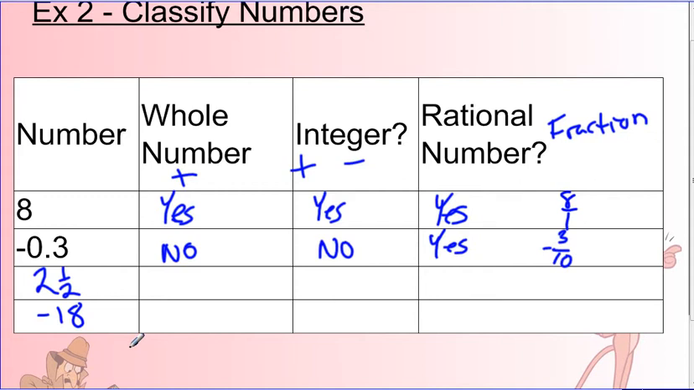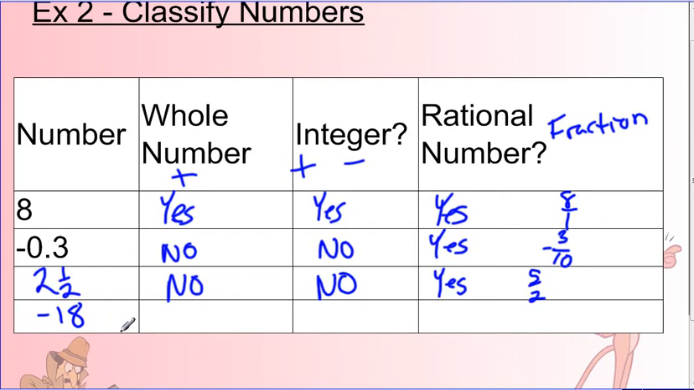Okay? So whole number, no. Integer, no. You're not allowed fractions or decimals in whole numbers or integers. This one you're allowed fractions. Could you write 2.5 as a fraction? Well, yeah. That would be 5 over 2.